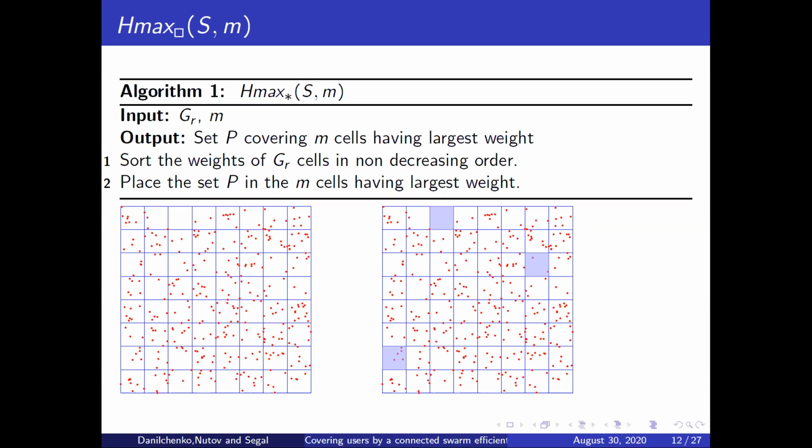In the following algorithm, we present the solution of the static max problem. We divide the area of interest into a grid where each point from the set S falls in exactly one cell. We calculate the weight of all non-empty cells and place the drones in the cells having the largest weight. In the following figure, we can see an example where the number of drones is 3. In the left figure, the area of interest is divided into the grid, and in the right figure, the drones are placed in the most weighted cells, here, here, and here.